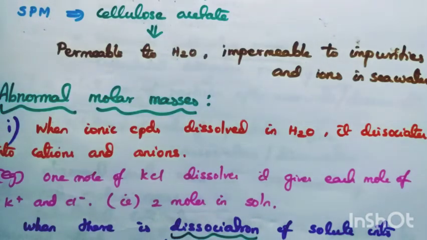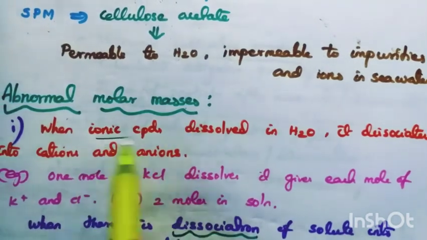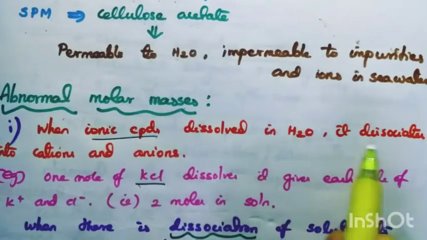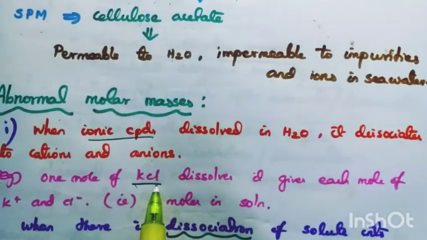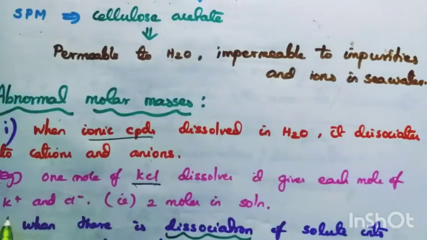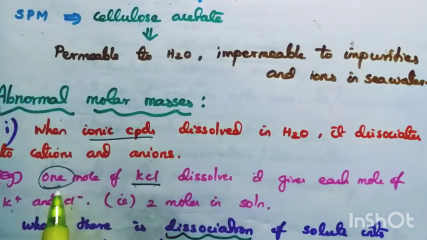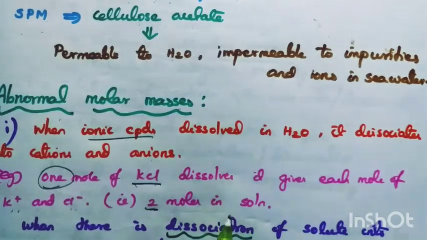Let's see when the molar mass increases and when it decreases. There are two types: one is dissociation, another is association. Abnormal molar mass. When an ionic compound like NaCl or KCl is dissolved in water, it dissociates into cations and anions. KCl dissolves to give K plus and Cl minus. If we take 1 mole of KCl, it gives 1 mole of K plus and 1 mole of Cl minus, totally 2 moles in the solution.